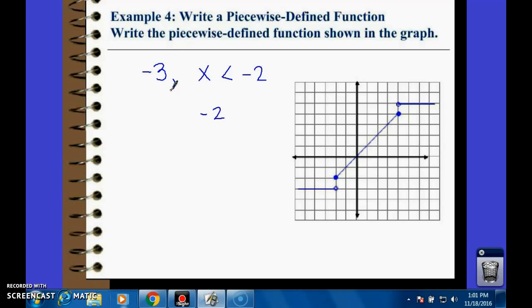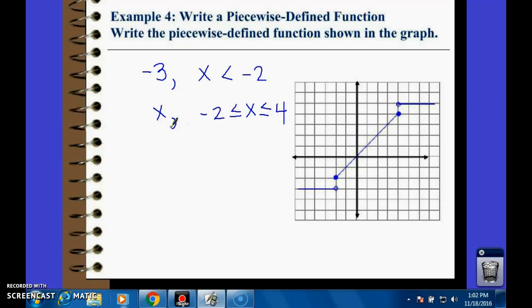So the next one picks up at -2. Does it equal -2? It does. Where does this graph end? Does it equal 4? How many am I going up and over? Yeah. Where does it go through? So this is just x, because whatever x is, y is.